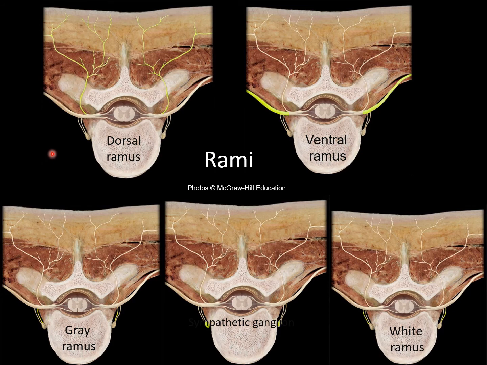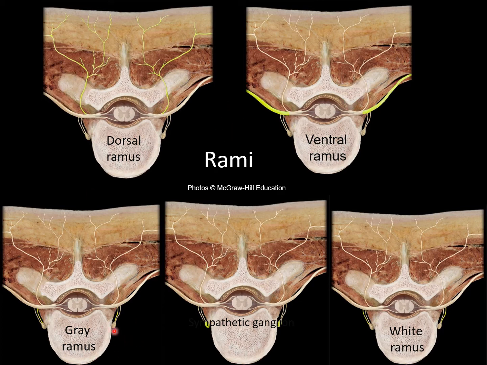Let's examine all of these rami again. So here we have the spinal nerve, and here is the dorsal rami. You can see supplying the muscle and the skin of the back. You see then this huge ventral ramus, and the ventral ramus, like I said, is going to branch into plexuses and supply the rest of the body.